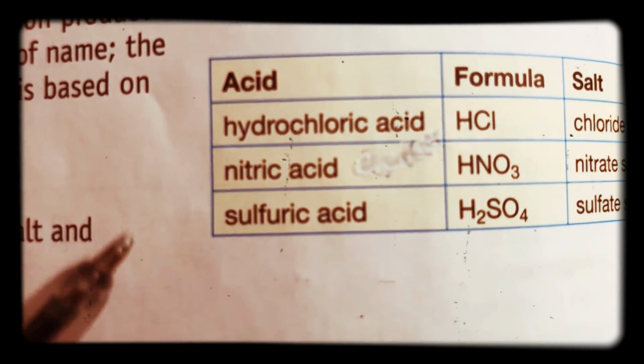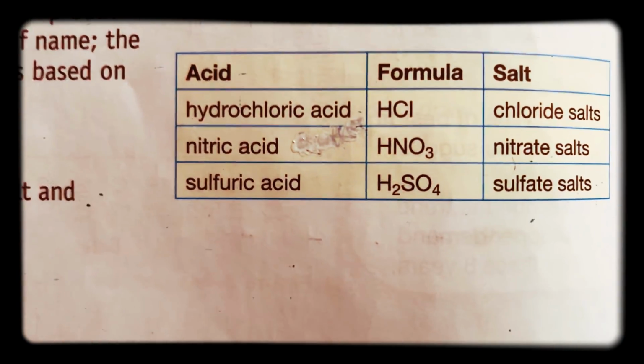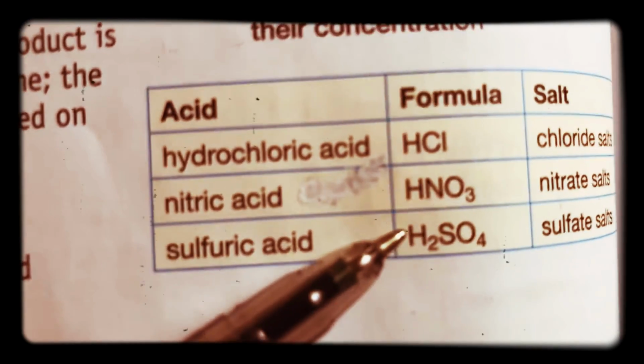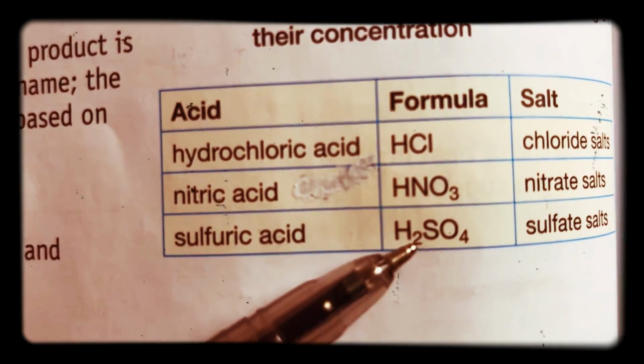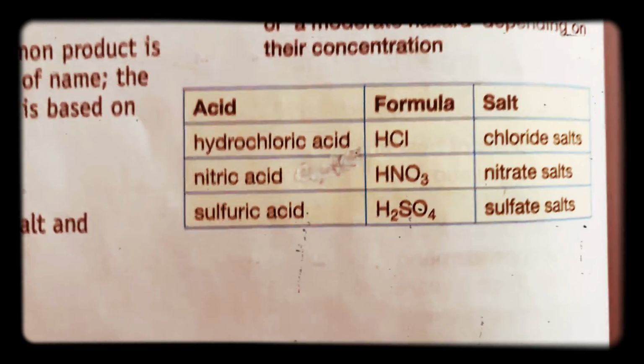Sulfuric acid, we do spell it with an F now. So sulfuric acid is H2SO4. See how the 2 and the 4 are below the line, okay, and that forms sulfate salts. So make sure that you understand that.